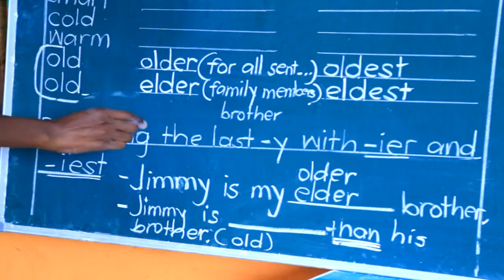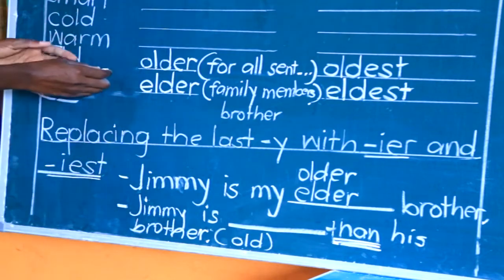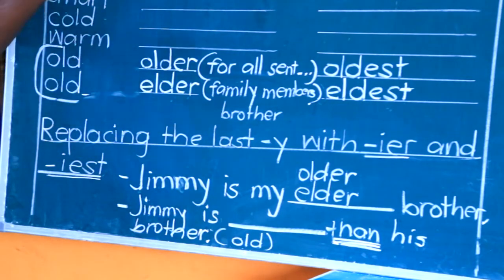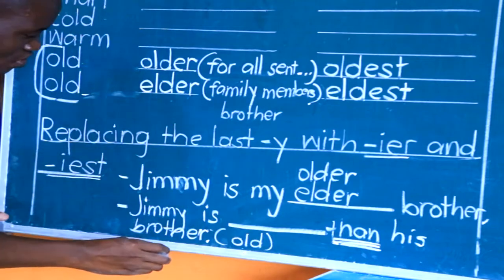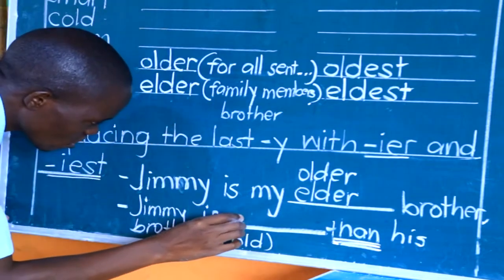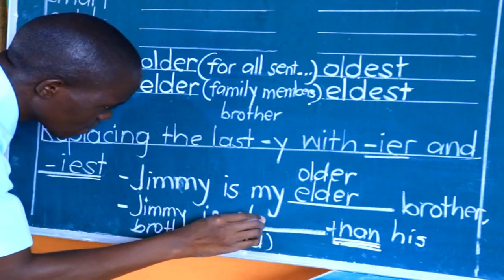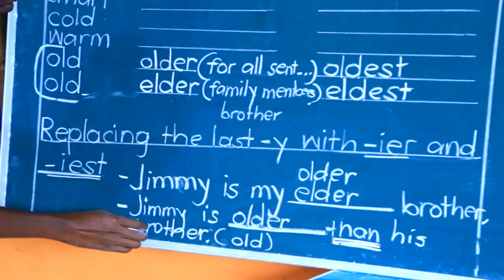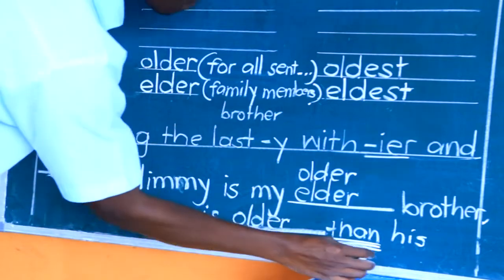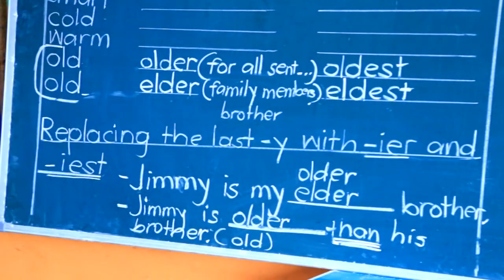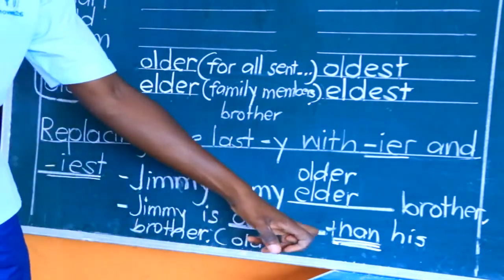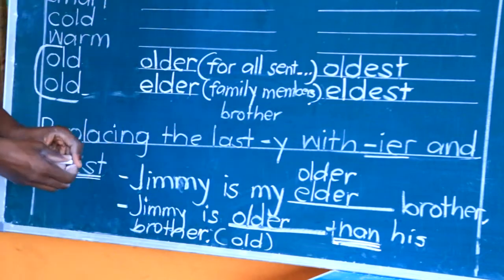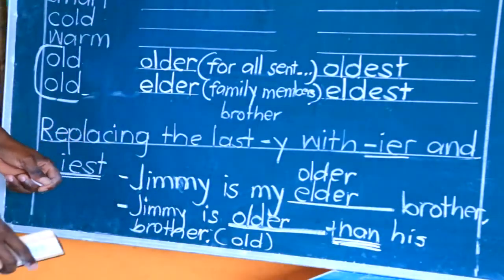Never use elder when there is than. The teacher has told you we can use older in all kinds of sentences that require a comparative. So this sentence cannot allow the word elder in it, but can allow the word older within it. So we can use older. Jimmy is older than his brother. Why are we not taking elder, yet we have members of the same family? Because we have the word than. Than does not welcome elder before it.